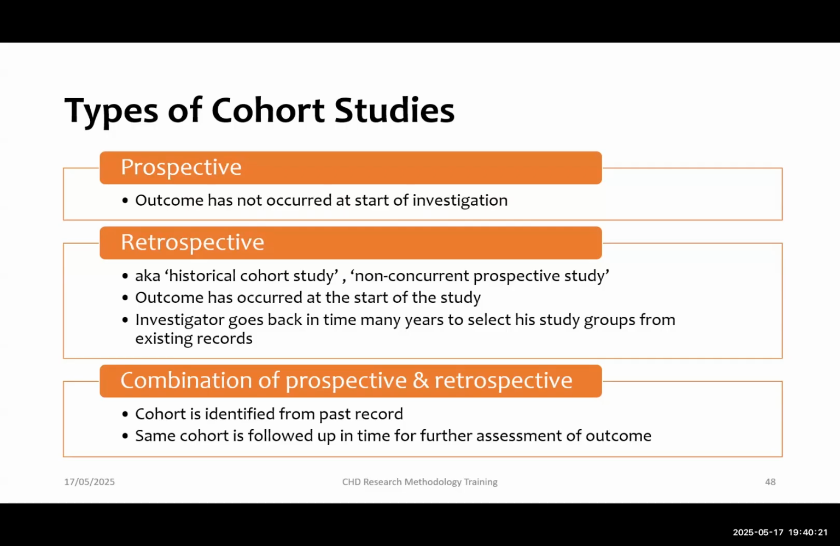So what determines the direction or the name is where the researcher is. At the start of a prospective cohort study, the researcher is at the beginning, there are no diseases. The outcome hasn't happened. In the retrospective study, the outcome has happened. In a combination of retrospective and prospective, some outcome measures have happened, some have not. You just keep following the people up over time.